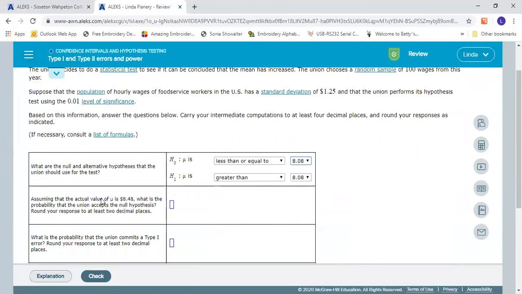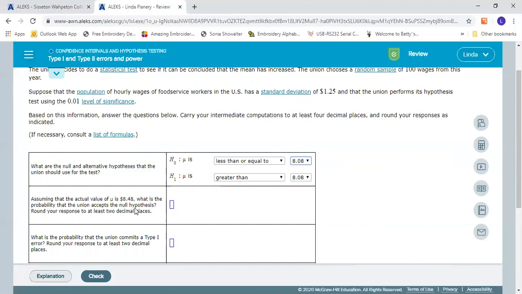So, assuming the actual value of the mean is $8.48, what is the probability that the union accepts the null hypothesis? So in this case, it's a greater than for the alternative, so the null is the less than or equal to. So the null is going to be on the left side of your critical value, which means that you're just going to do the P of Z.